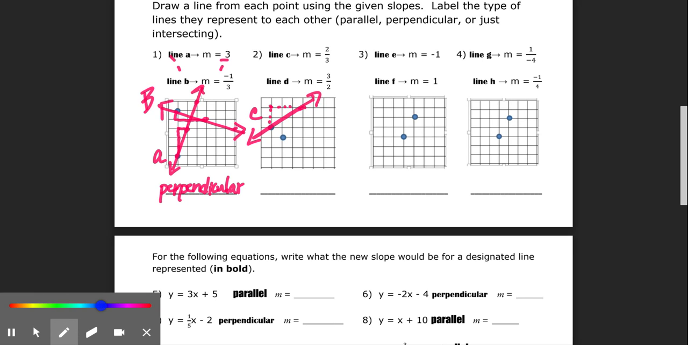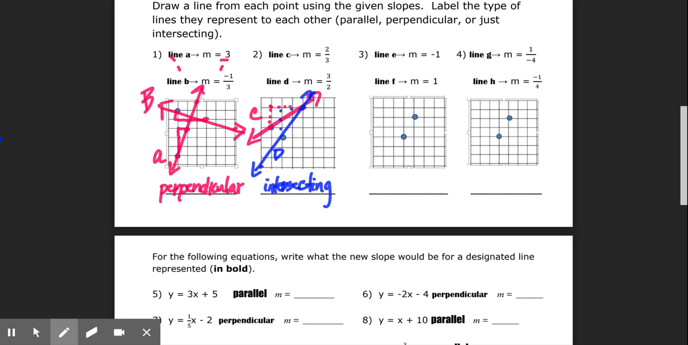All right, then line D. So we start here, we're going to go up 1, 2, 3, right 2. And we could go down 1, 2, 3, left 2. So we could actually put a point way down here. Okay, so this is our line D right there. And there's nothing special about this. They're not parallel. They don't intersect at a 90-degree angle. So these are just intersecting lines. All right, let's take a look at problem 3.